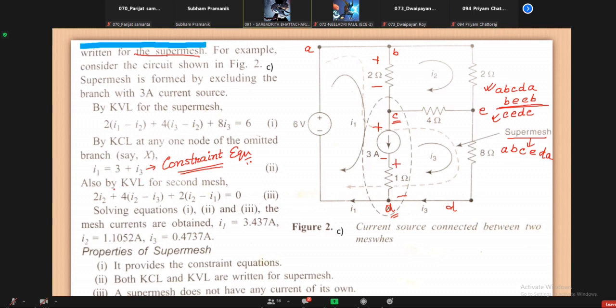See, KVL for the second mesh is simply written as it is, what you have already learned.